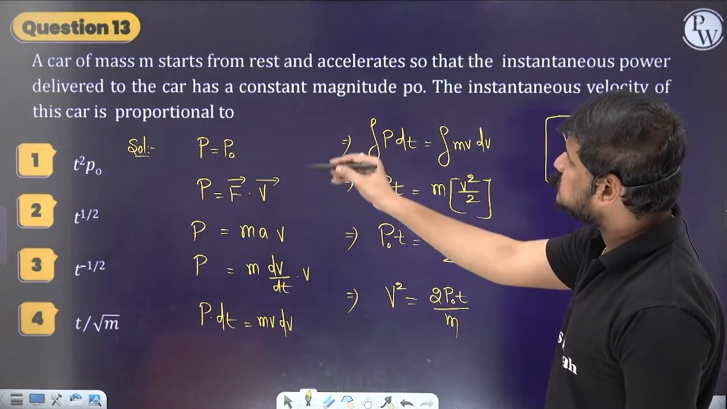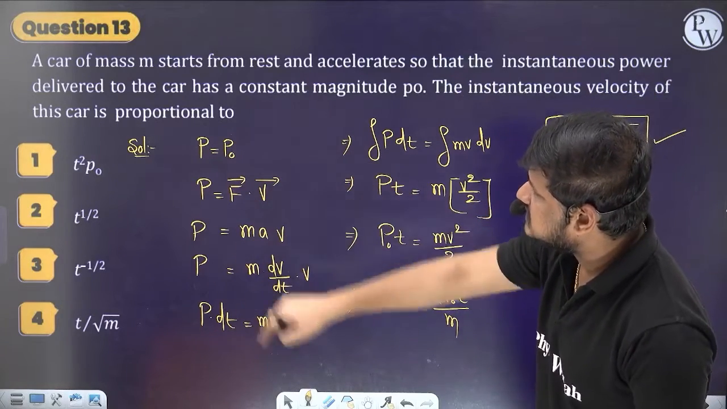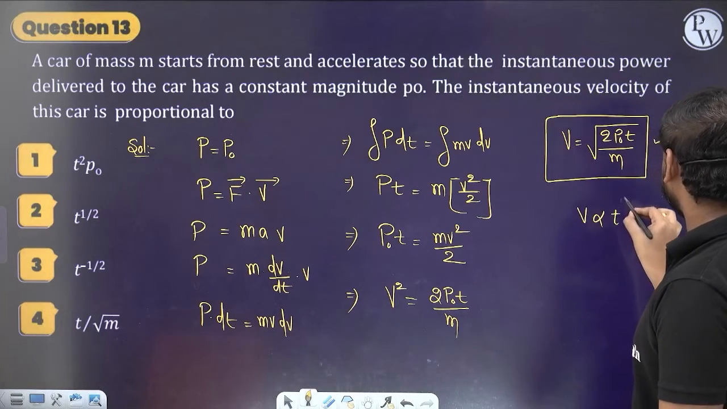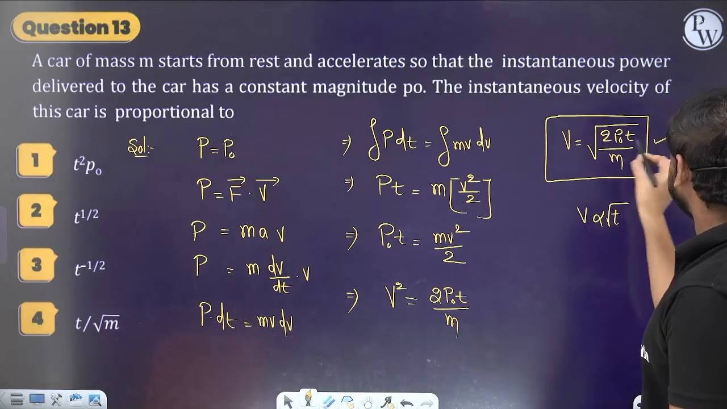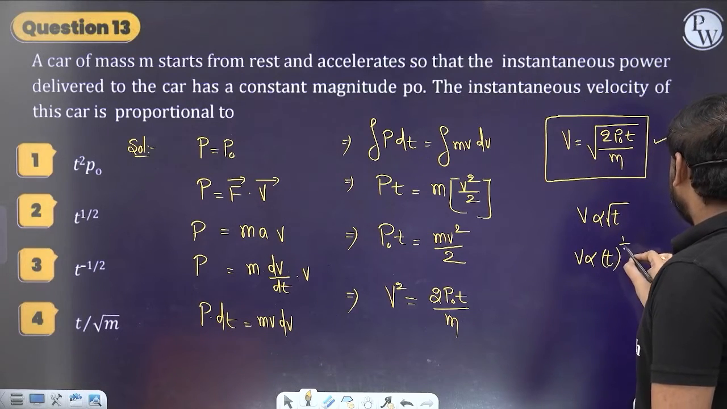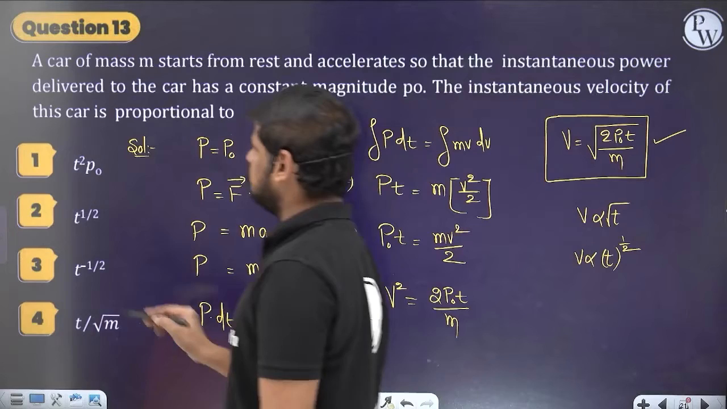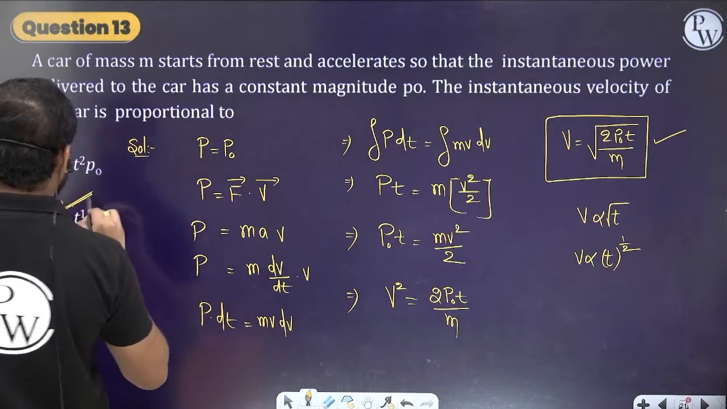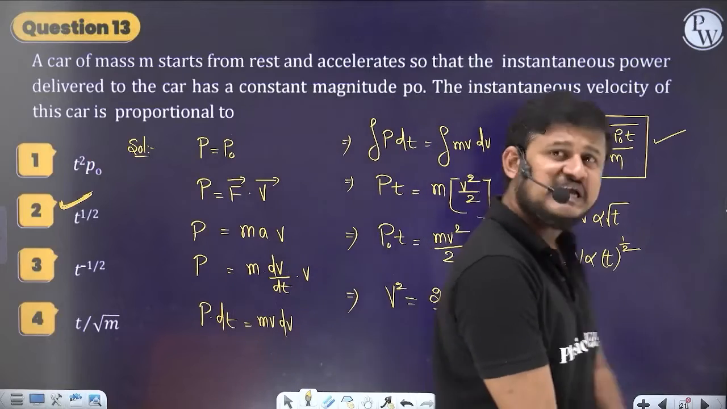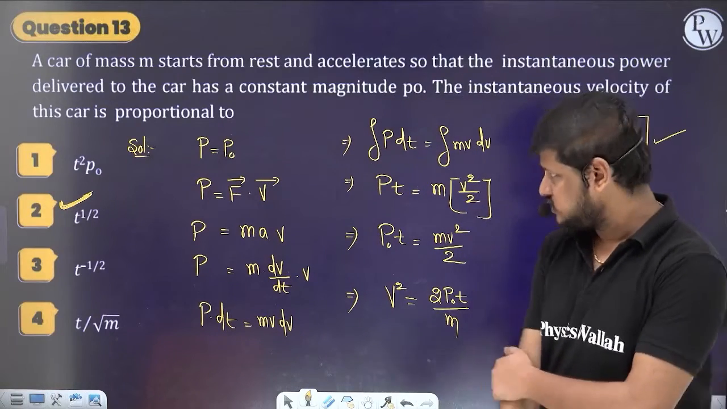So then we got velocity, this one. Velocity is proportional to what? They are asking in terms of time. So I could see that the velocity is directly proportional to root t. Yes or no? Root t, which is nothing but velocity is directly proportional to t to the power 1 by 2. So option 2 is the correct one, guys. Clear? Understood, everyone? So let's move further.